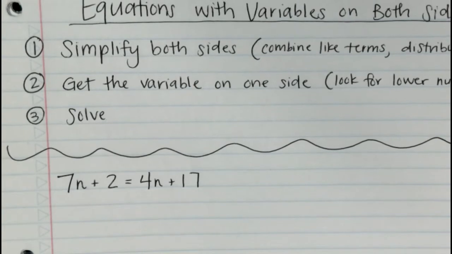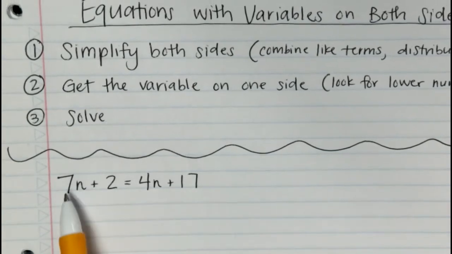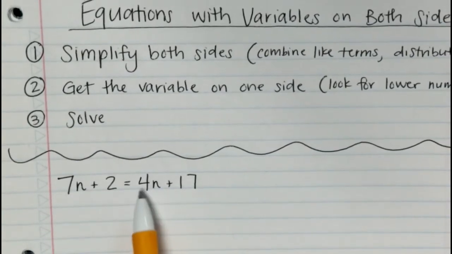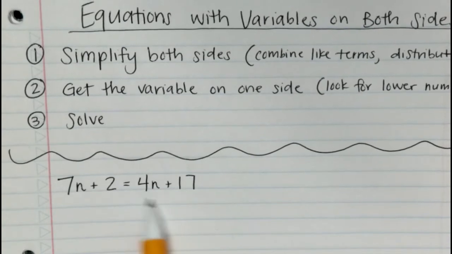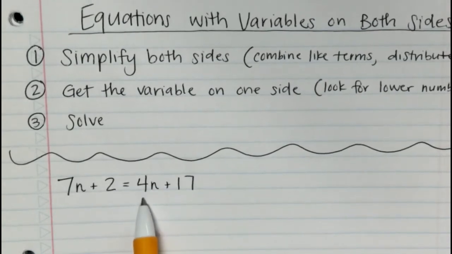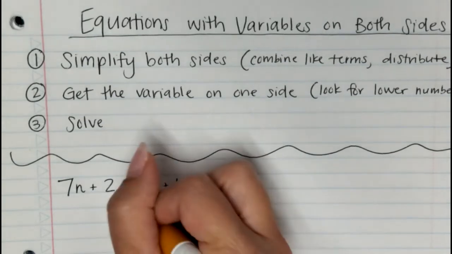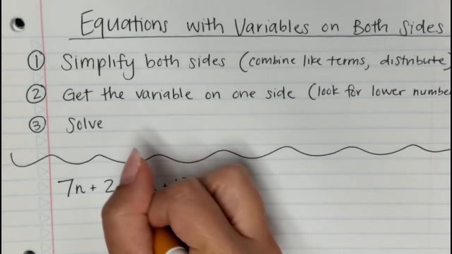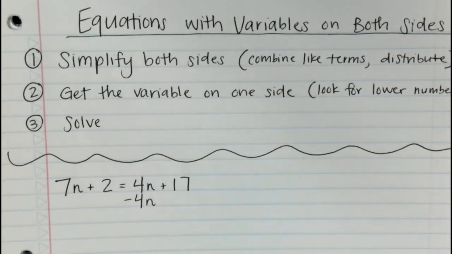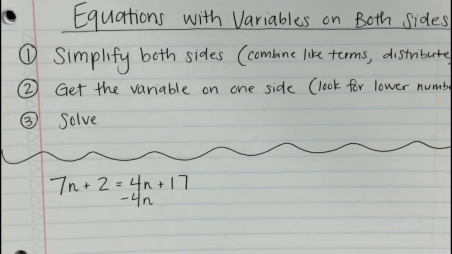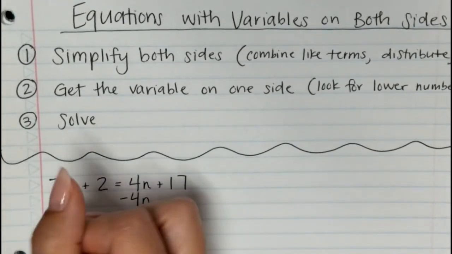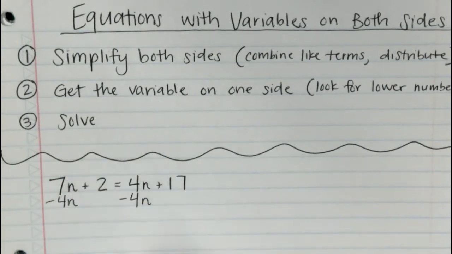You want to look for the lower number. So if I see 7 and I see 4, the lower number is 4. So that's the one that I want to get rid of. Now, how do I get rid of something? I have to do the opposite. So I'm seeing a positive 4n. I need to subtract the 4n. If I do that on that side, I also have to do it on this side, subtract 4n.